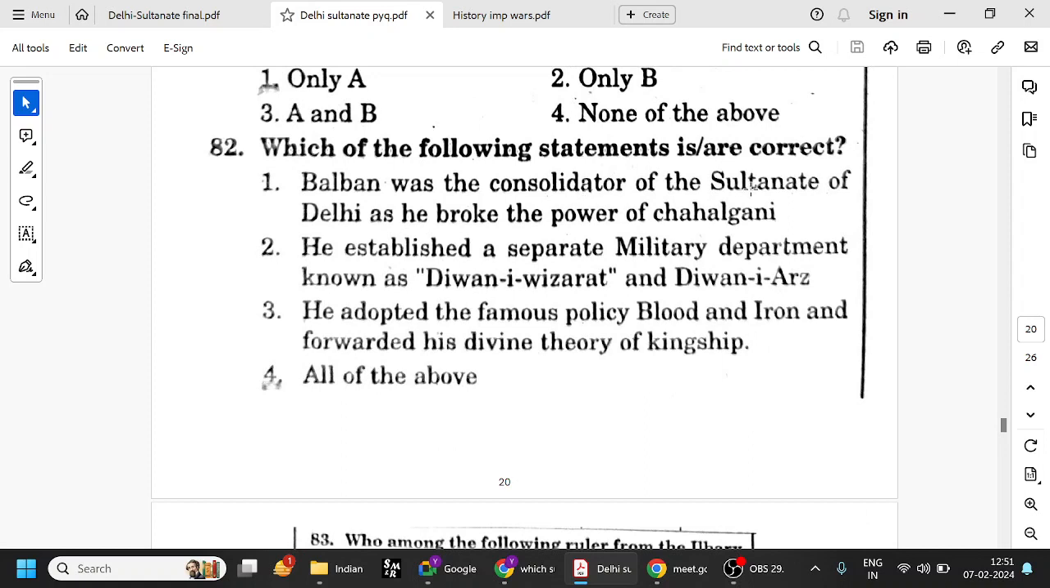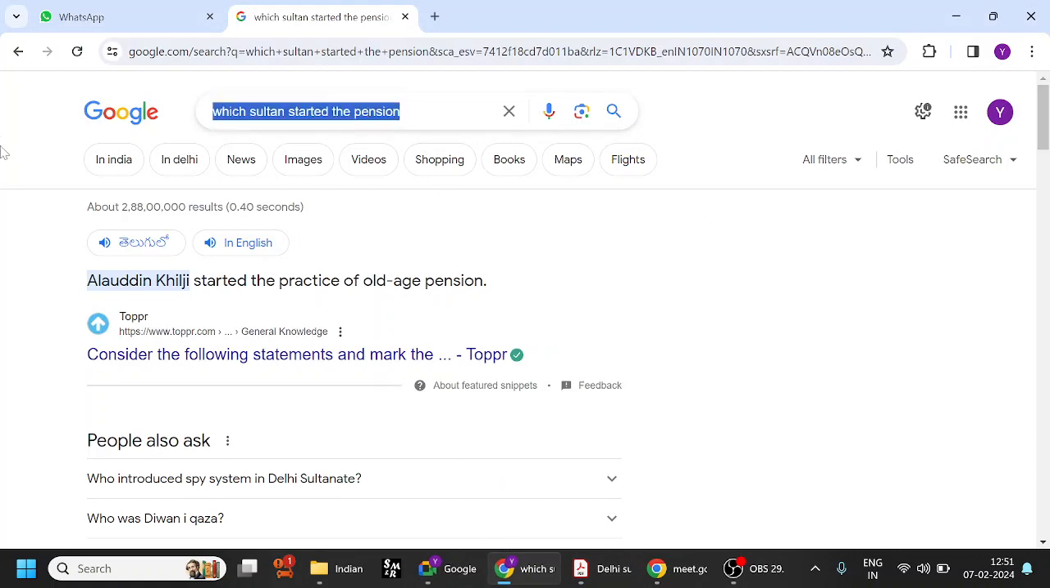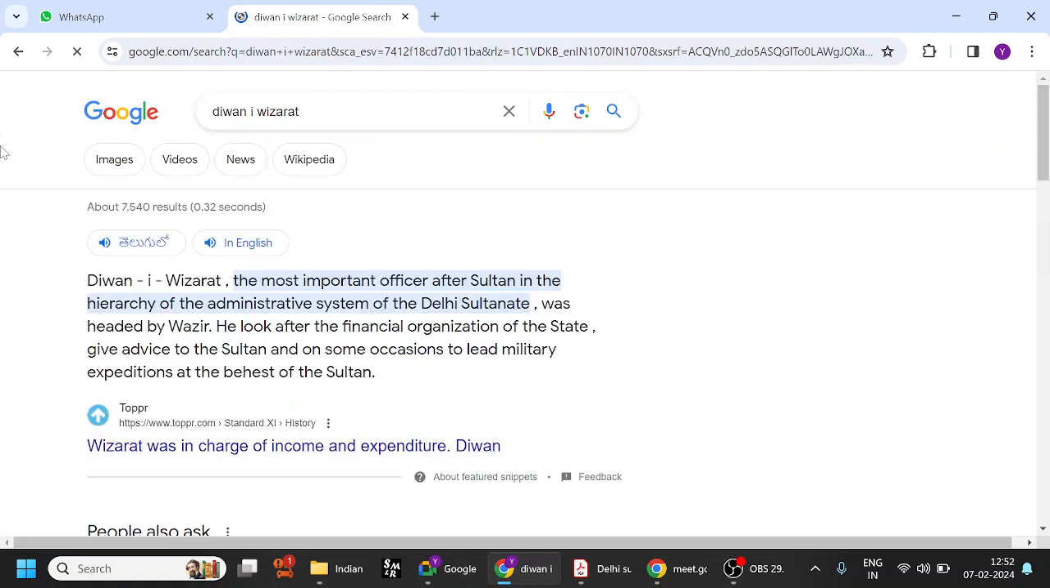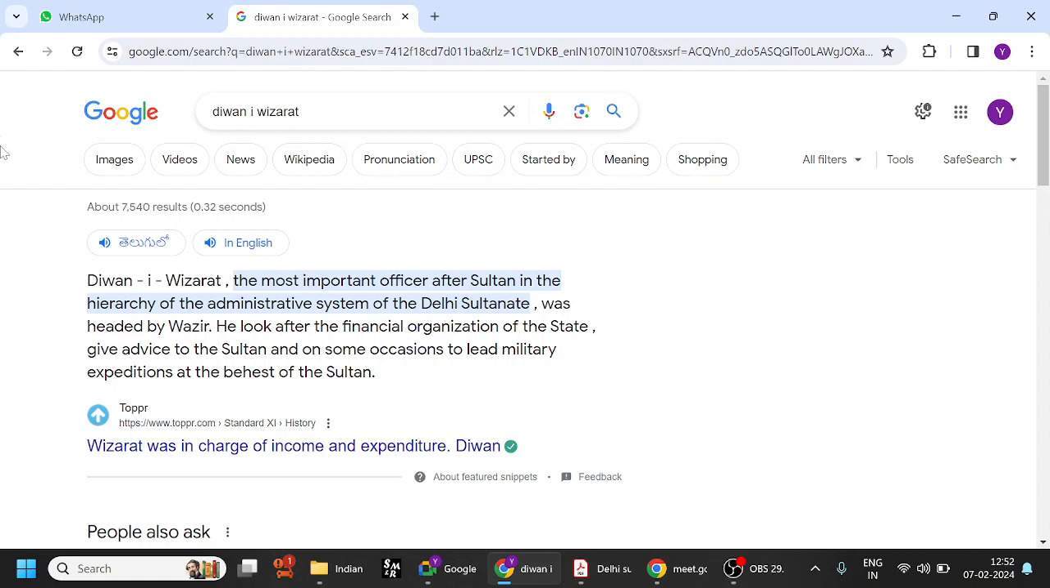So Balban was the consolidator of the Sultanate and he broke the power of Chahalgani. Chahalgani is the group of 40 Turkish nobles created by Iltutmish, the second person in the slave dynasty. So Iltutmish created the Chahalgani and Ghiyasuddin Balban destroyed it. He had established a separate military department, Diwani Arz is the military department. And Diwani Vizarat is, let us see. Usually, Vizir means Prime Minister. Let us see what is Diwani Vizarat. Okay, most important officer after Sultan, more like the Prime Minister.